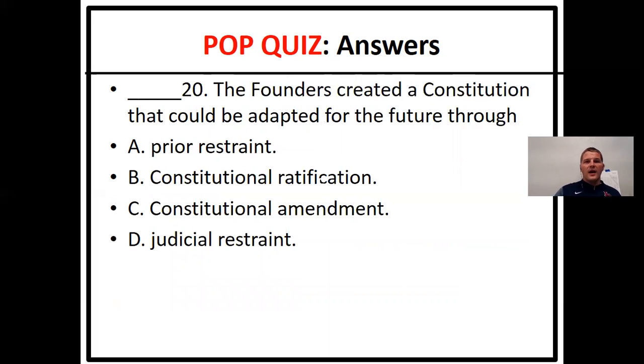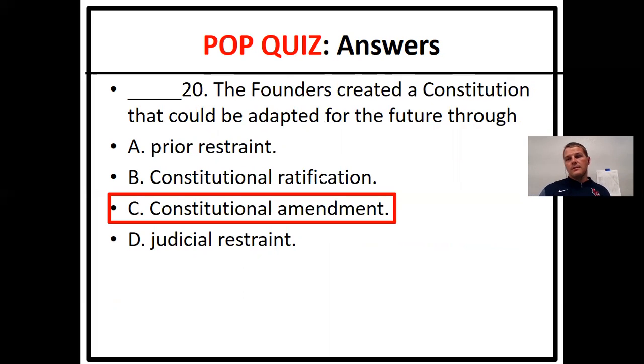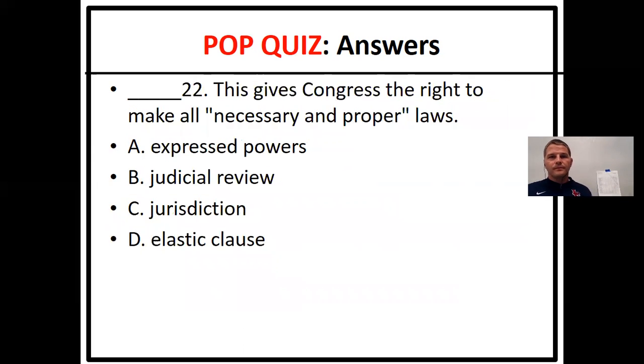The founders created a constitution that would adapt for the future through adding amendments. Okay, they knew that the Constitution was going to be an alive document, a living document. And of course, this is what set the stage for it. We can now amend the Constitution.